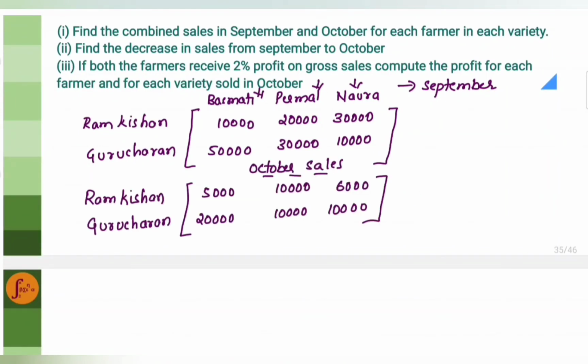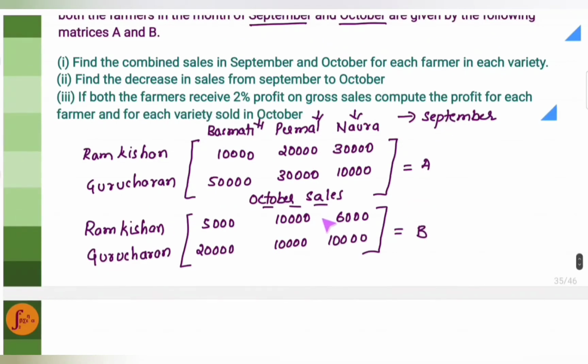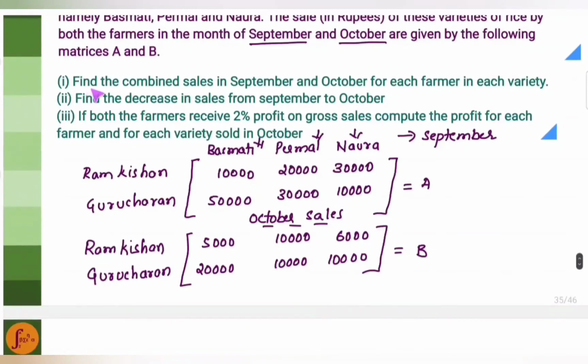So now we have two matrices. Let's call this matrix A and this matrix B. One is for September sales and one is for October sales. What are we supposed to find? The first one is to find the combined sales in September and October. Combined sales, so when you say combined sales, it's addition. Add sales of September and October.